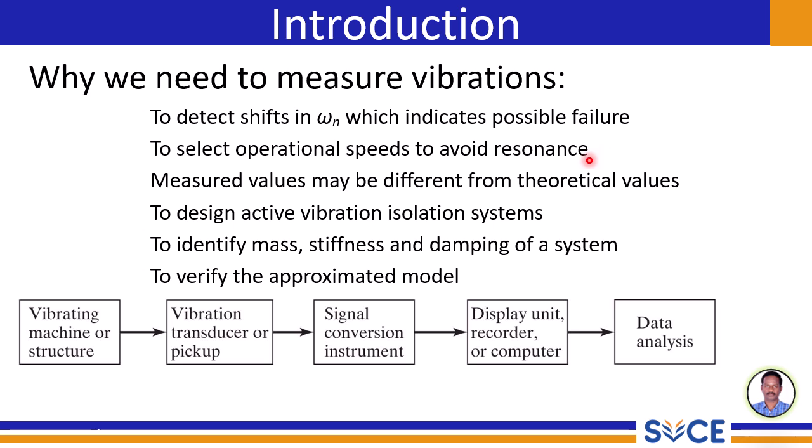Third, we are going to see how measured vibration values may often differ significantly from theoretical values. Our mathematical models are simplifications of reality. Factors like manufacturing tolerances, material inconsistencies, and complex boundary conditions can lead to actual vibrational behavior that deviates from our predictions. Experimental measurements provide real-world data we need for accurate analysis and design purposes.